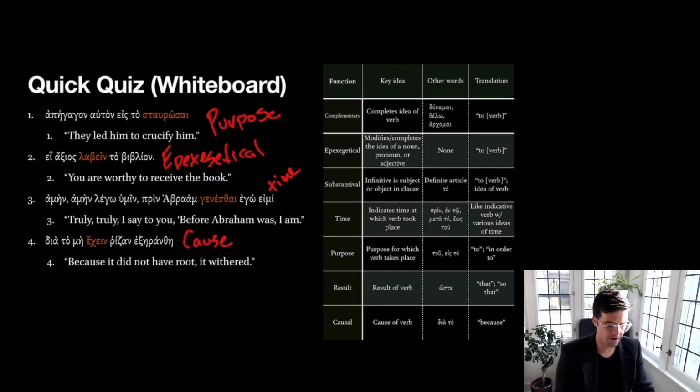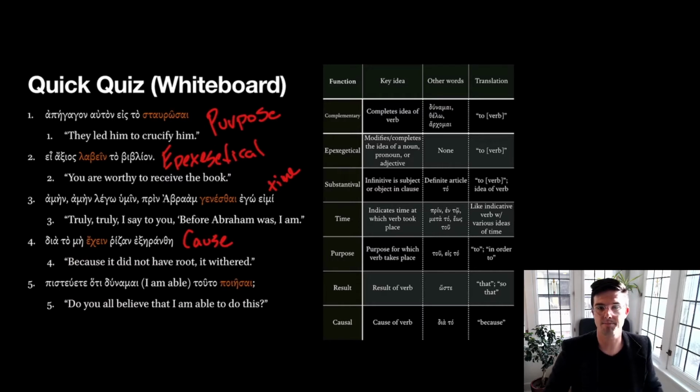And of course, with our English translation, because, we have a causal infinitive. Notice that there's a dia ta with the infinitive. In this case, it's negated though, because it did not have root. And notice that the me is used to negate the infinitive and not ou, because me is used to negate non-indicative forms. And lastly, pause and go ahead and find the use or function of number 5 here.